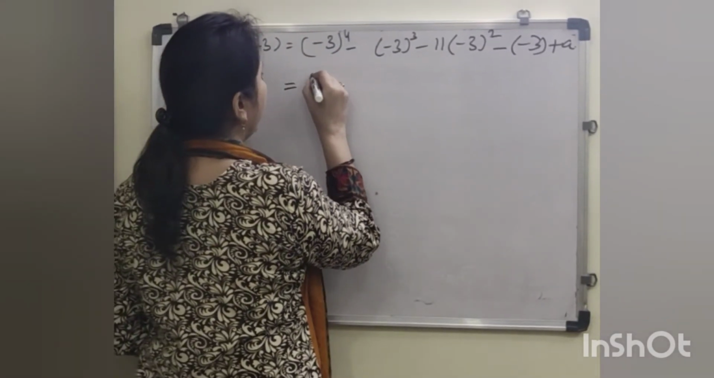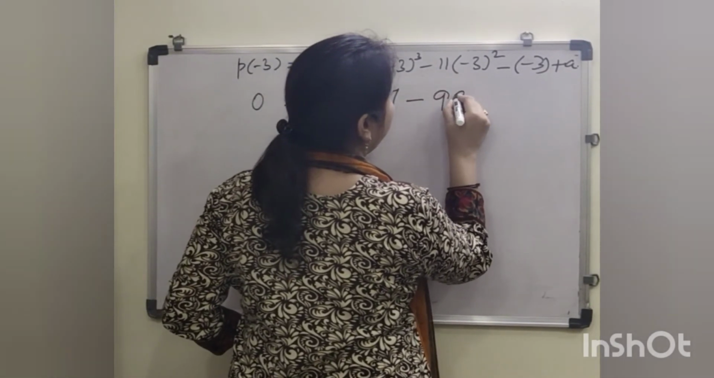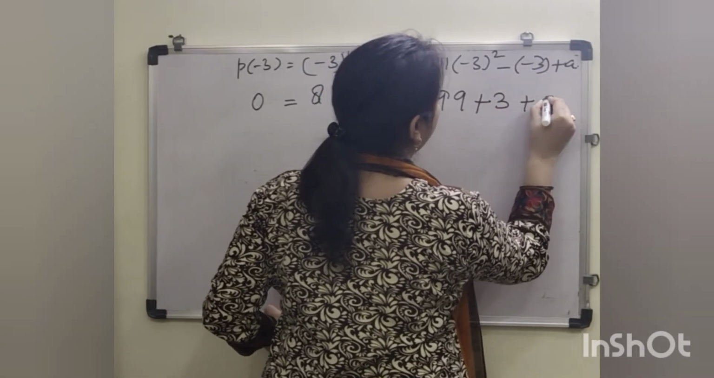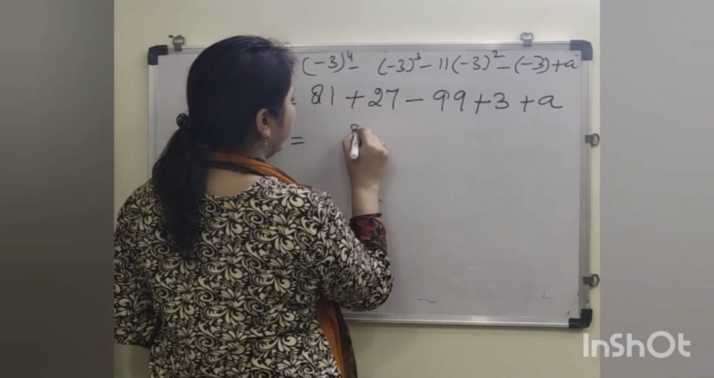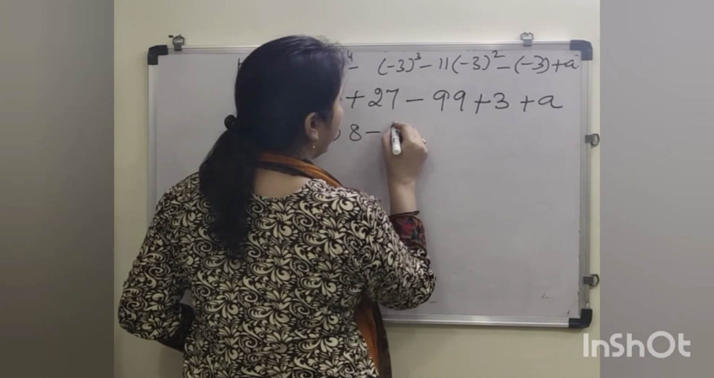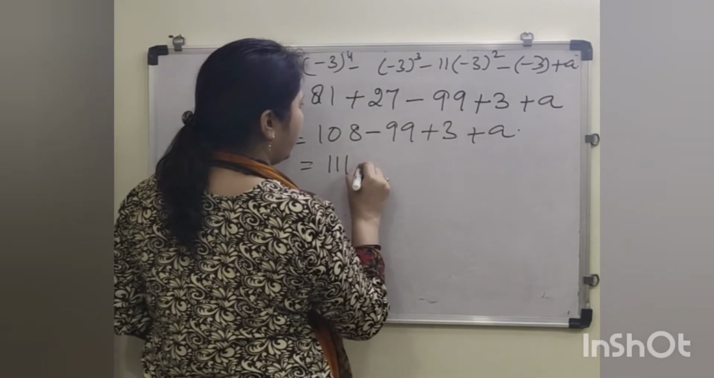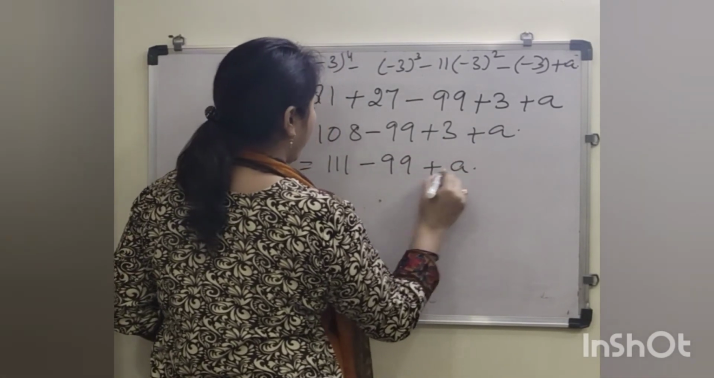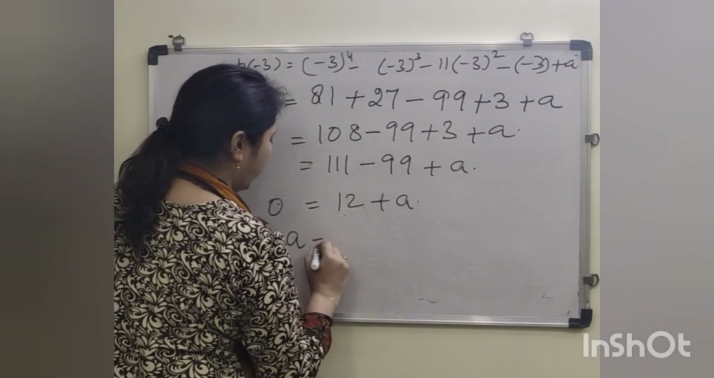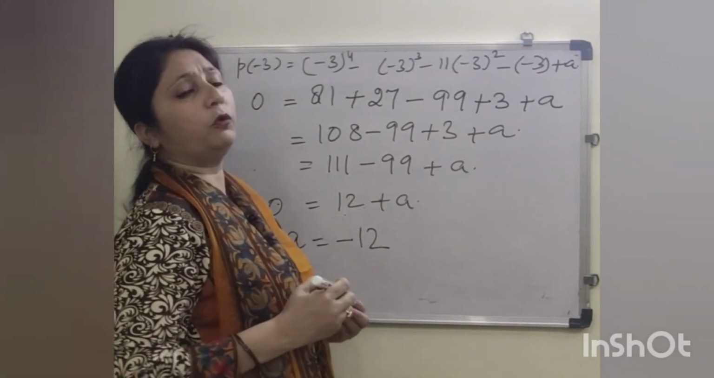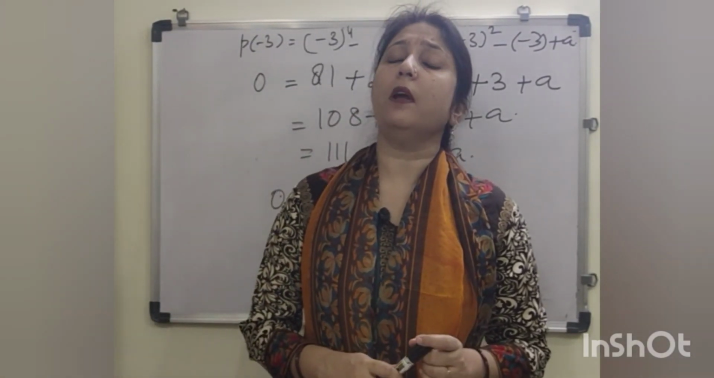Let's solve. This is 81, this is plus 27 minus 99 plus 3 plus a. If you solve the entire thing, you will get 108 minus 99 plus 3 plus a. 111 minus 99 plus a, that is 12 plus a is equal to 0. So, a is equal to minus 12. This would be your answer. For this value, g(x) would be a factor of p(x).